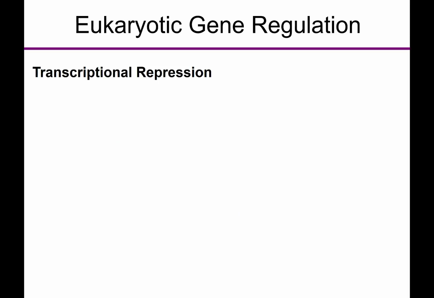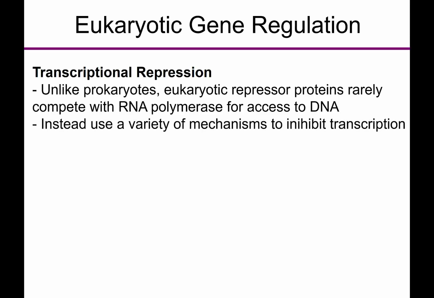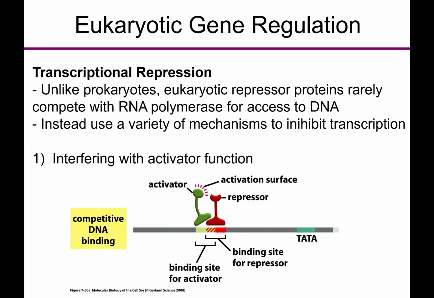In the last little bit for this lecture, we want to talk about transcriptional repression. Unlike prokaryotes, eukaryotic repressor proteins rarely compete with RNA polymerase for access to DNA. Instead, they use a variety of mechanisms to inhibit transcription. One method is that they can interfere with activator function. Say we have our DNA region. Imagine this is a TATA box as an example. Further back, you might have a binding site for an activator that overlaps with a binding site for a repressor.